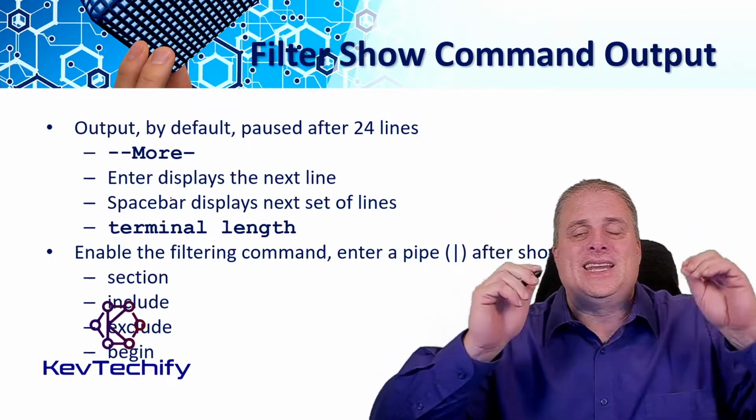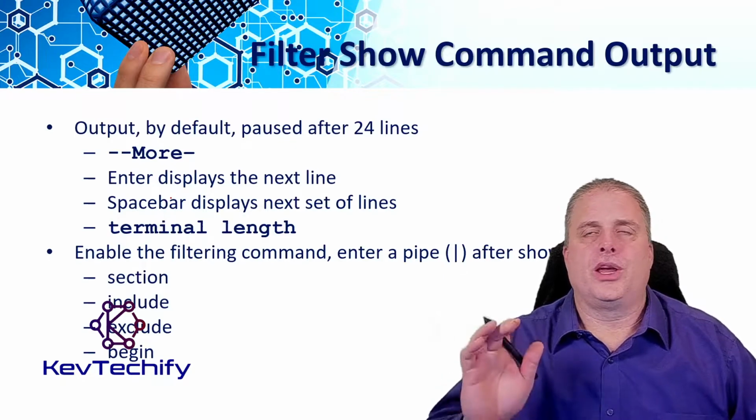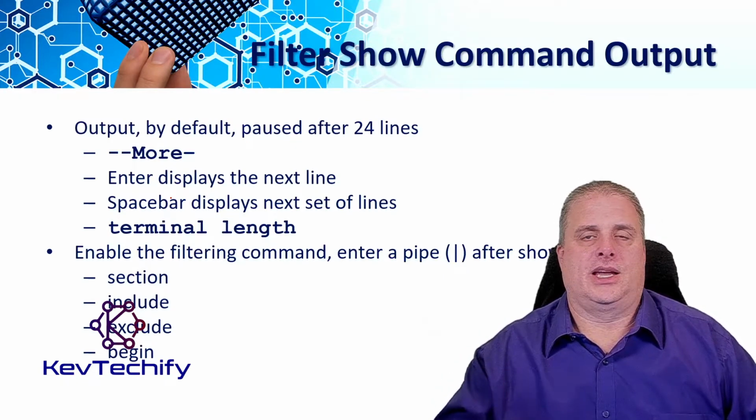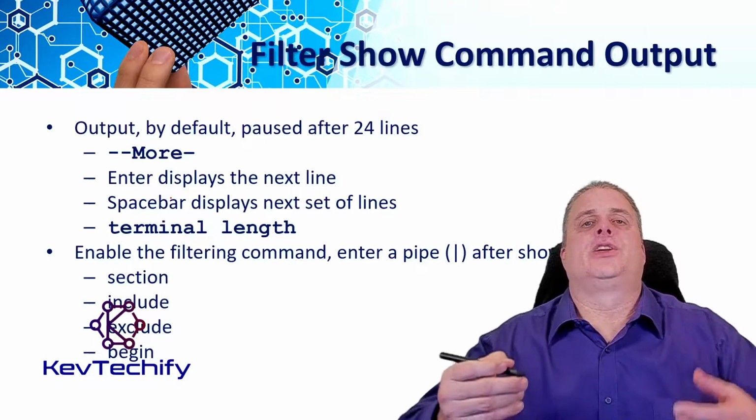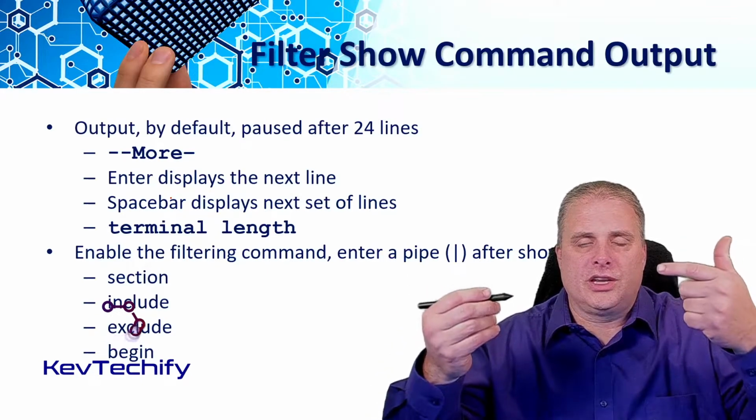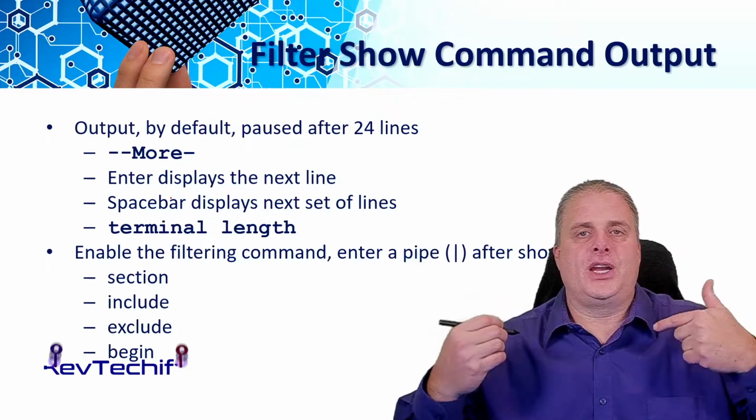Now, if you press the Enter key, it's going to display one line at a time. It's going to display the next line. If you press the space bar, it's going to give you the next page of information. It's going to give you the next 24 lines of information.